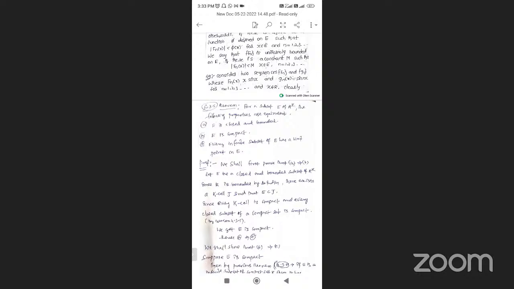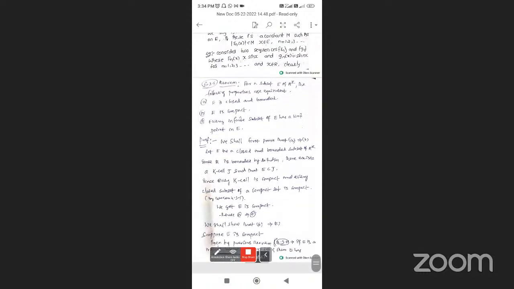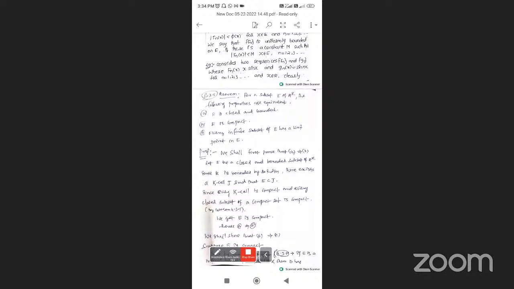We shall prove that A implies B. So E is a closed and bounded subset of R power of k.